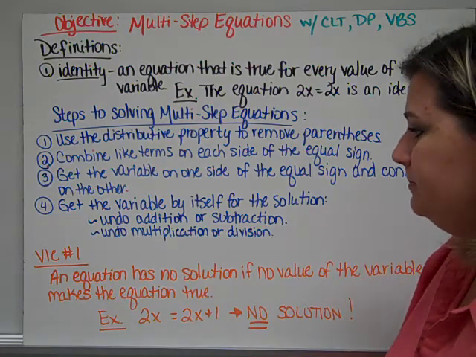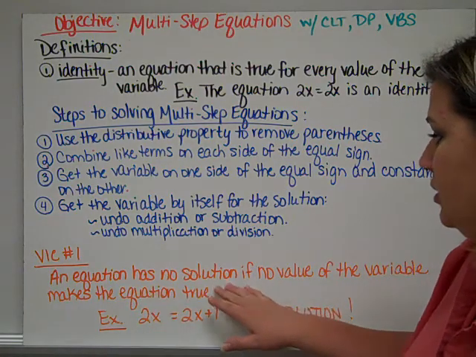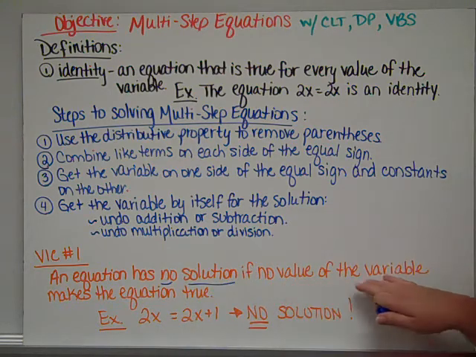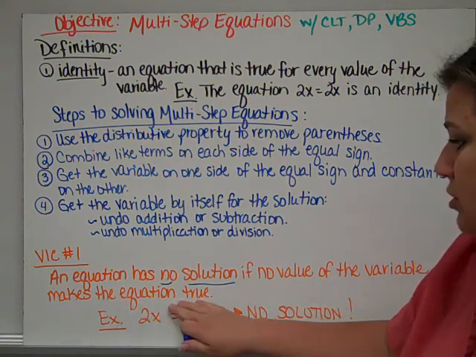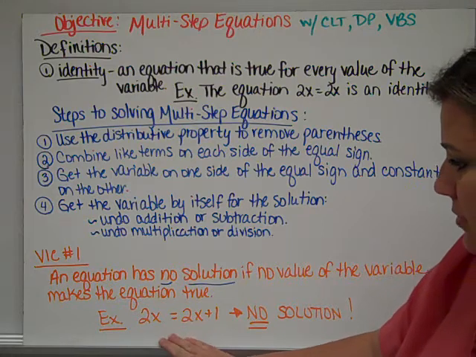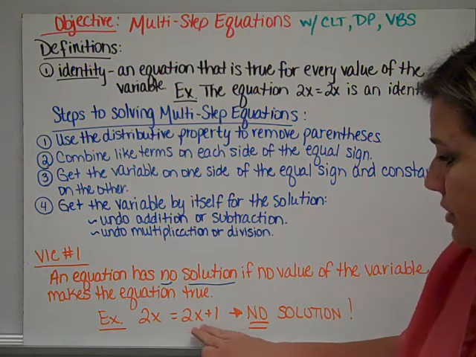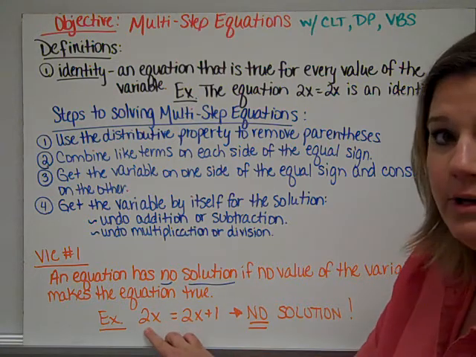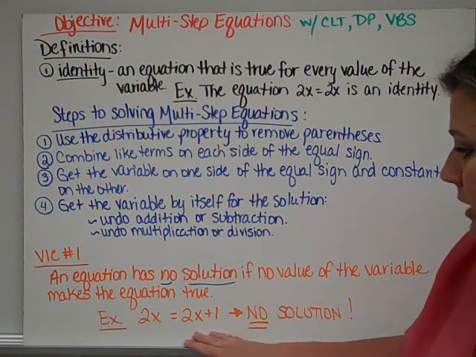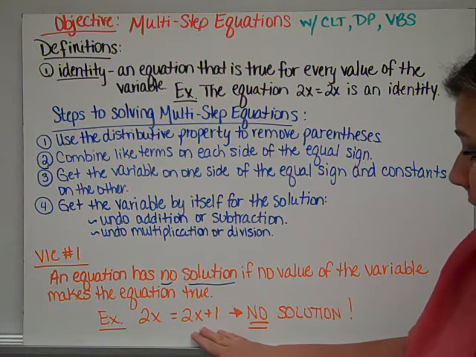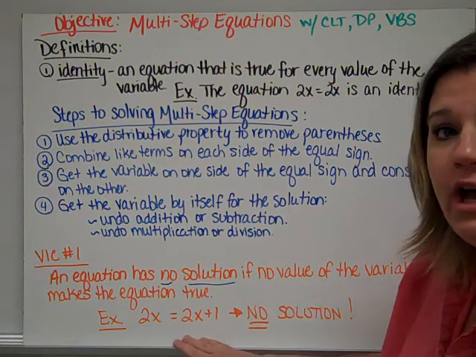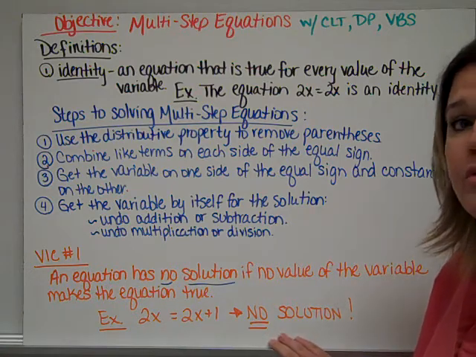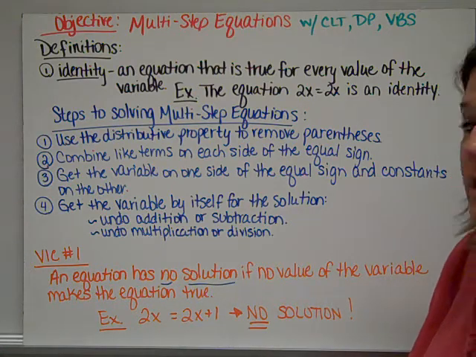All right, vocab number 1. An equation has no solution if no value of the variable makes the equation true. So for example, here, 2x equals 2x plus 1. Notice that on this side I don't have a plus 1, but on this side I do, as far as the x goes for the 2x. So no matter what I put in here for x, it's not going to make a true statement. So therefore there is no solution for that particular equation.